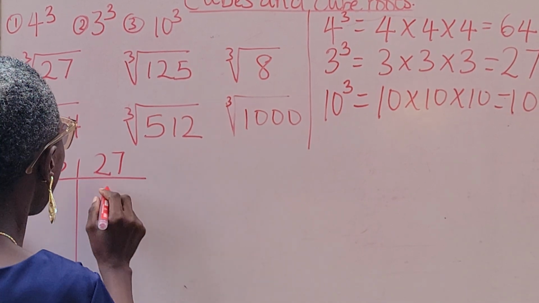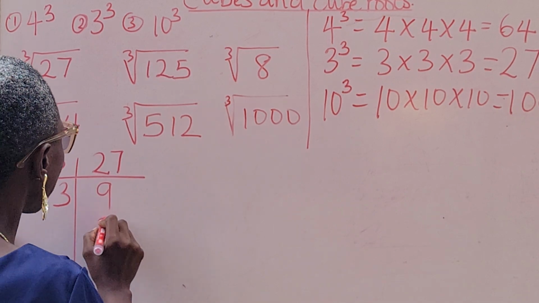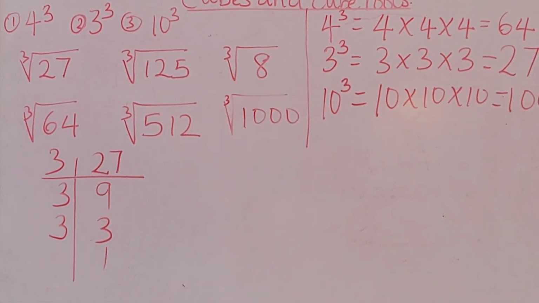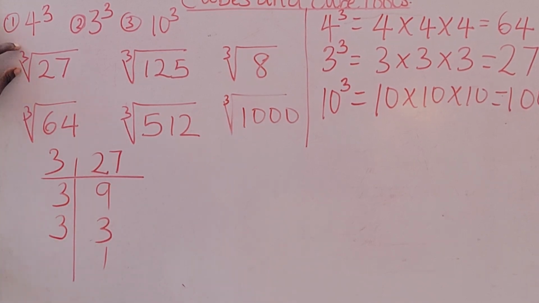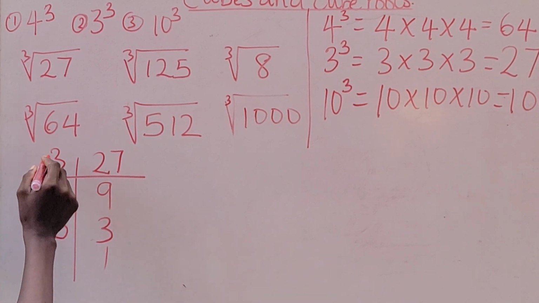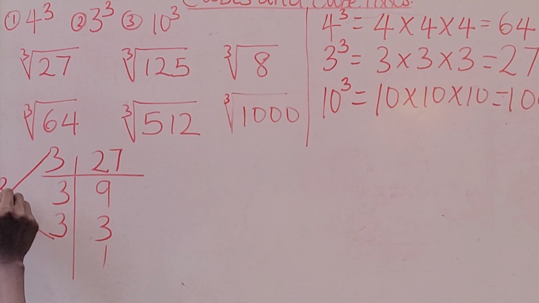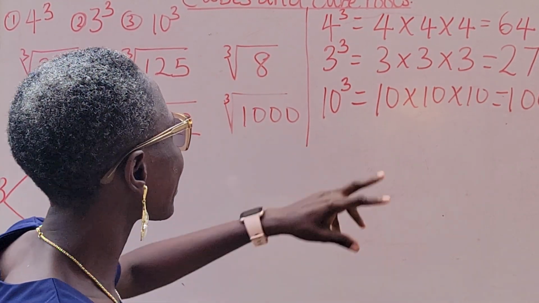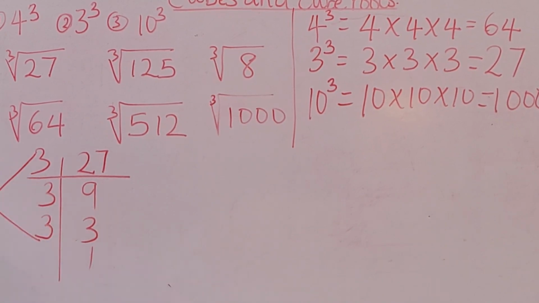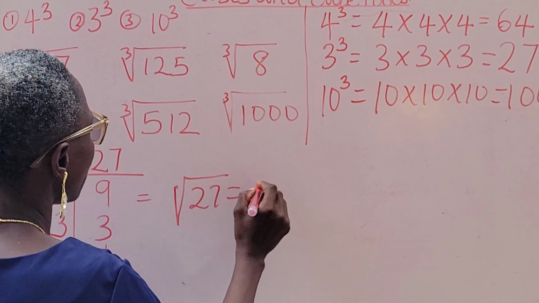27 divided by 3, and that's 9. Then I use 3 again, and I have 3. I use 3 again. I won't stop until I arrive at 1. And since it's cube root, I have to make sure I am grouping them in 3s. You know, in square root we do 2 numbers, but here we have to do 3 numbers. So the answer is 3. If you notice this, 3 times 3 times 3 is actually 27. So the cube root of 27 is 3.